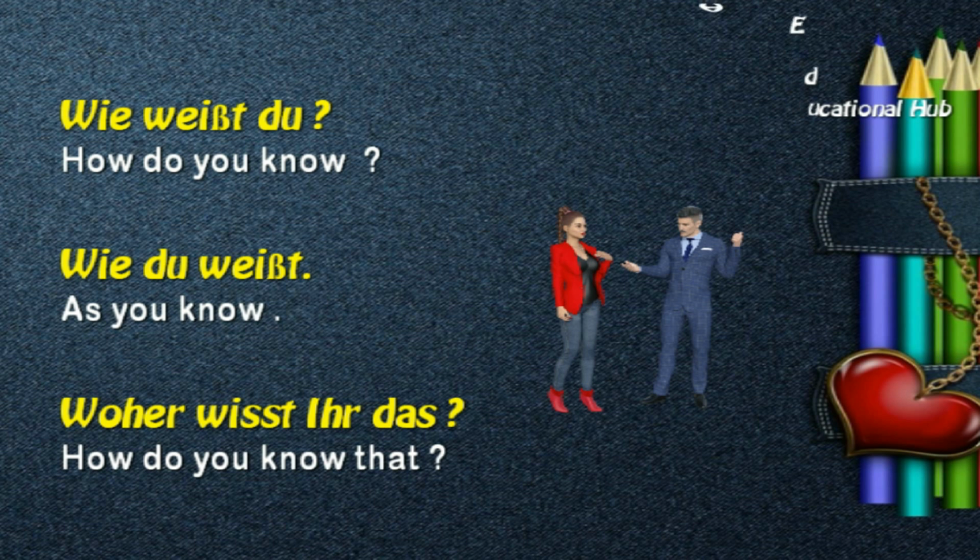Woher weißt du? How do you know? Next example, wie du weißt, as you know. Third one is woher wisst ihr das? How do you know that?